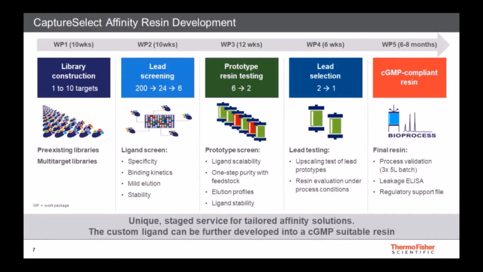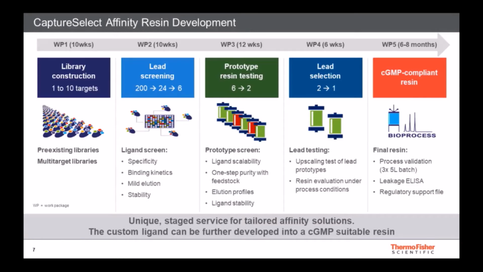And so we'll start with a few hundred different potential targets and really try to winnow those down to about a half a dozen lead candidates. And the types of things that we screen for in that work package 2 are things like specificity for the molecule of interest, binding kinetics, elution characteristics, as well as mild elution, and stability of the ligand itself. And so when you look at all those different parameters, you'll really start to find there's only a few that are really going to be able to achieve all of that. And when you get down to that, you'll take about a half a dozen of those key prototypes, those key ligands, into the next stage, prototype testing.